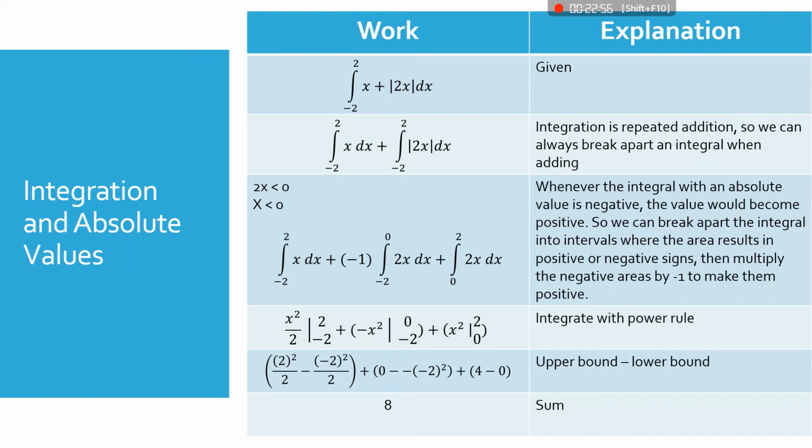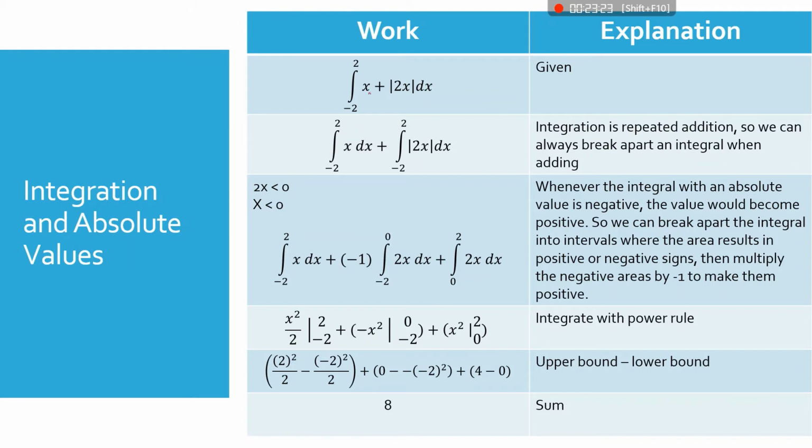When we're integrating with absolute values, the key is, because integration is really just repeated addition, I can break these apart. Whenever this absolute value part would be negative, I can split up that interval where that area would be negative and just multiply that total area by -1 to make it positive. I would get the same thing as taking the absolute value. Does that make sense? Yes. Okay, so here's what it looks like.